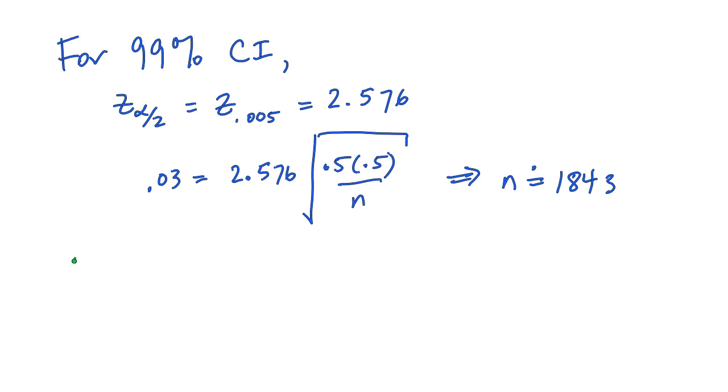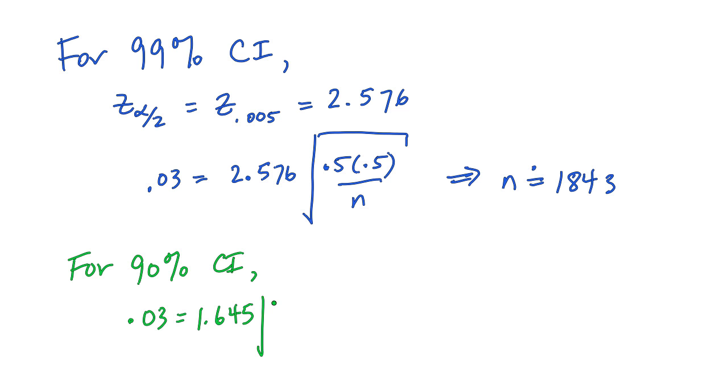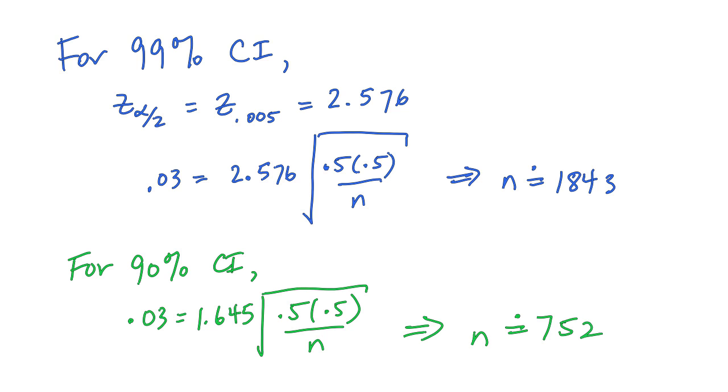If instead we wanted 90% confidence, you could probably guess that we'd need fewer people. And indeed, in that case, we'd only need 752.